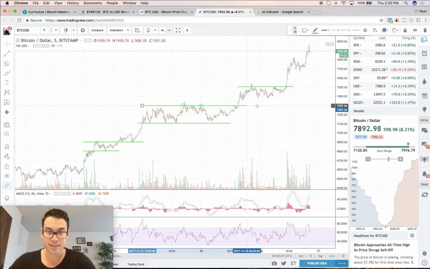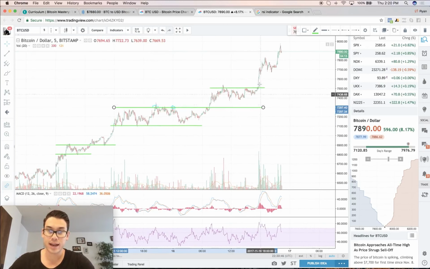So if we extend this trend line out to make sure that we have that 7,300 level as previous support, we can see that we broke through. There was extreme volume right here. As we can see, some extreme buyers in there, and we made new resistance, right?